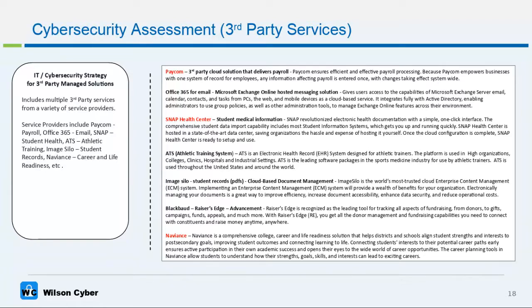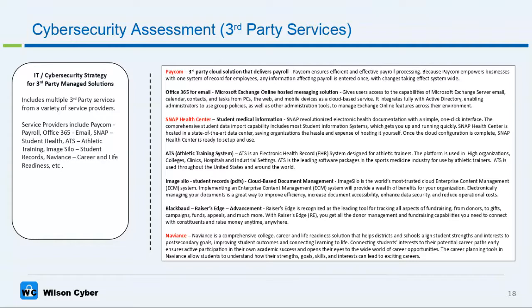And finally, Naviance is a comprehensive college, career, and life readiness solution. It helps districts and schools align student strengths and interests to post-secondary goals, improving student outcomes and connecting to learning for life. Connecting student interest to their potential career paths early ensures active participation in their own academic success and opens their eyes to the world of career opportunities.